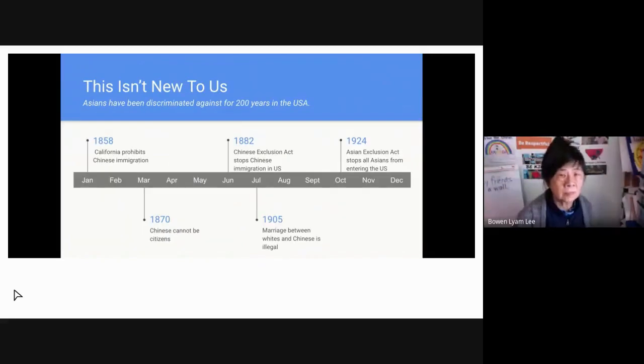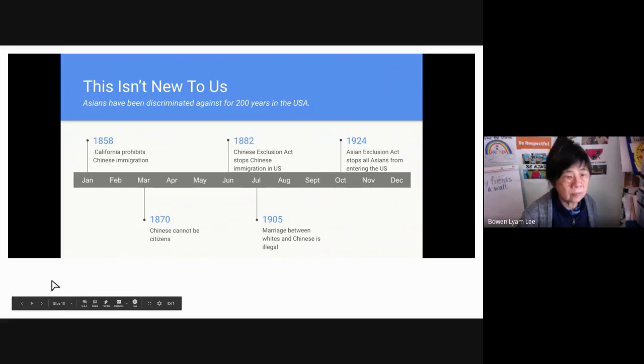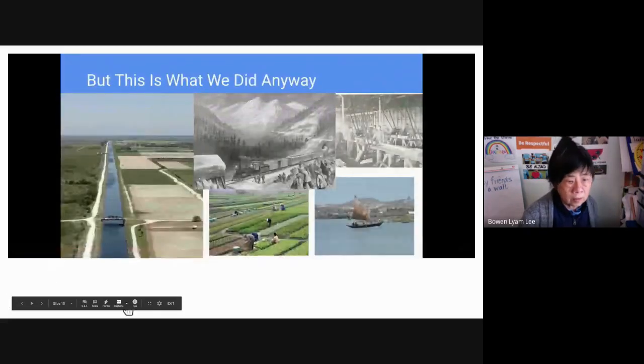This isn't new to us. Asians have been discriminated against for 200 years in the USA. In 1858, California prohibits Chinese immigration. In 1870, Chinese cannot be citizens. In 1882, the Chinese Exclusion Act stops Chinese immigration in the US. In 1905, marriage between whites and Chinese is illegal. 1924, Asian Exclusion Act stops all Asians from entering the US. These laws were not lifted until 1954. But this is what we did anyway.